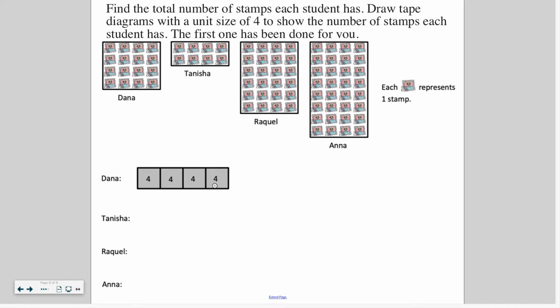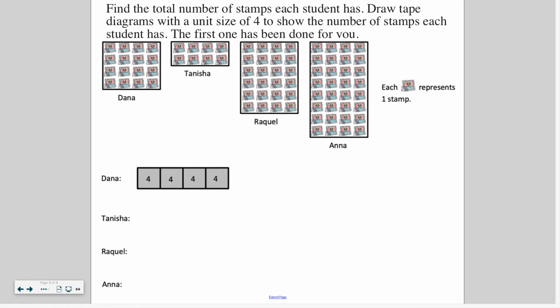So I want to take this information, these arrays of stamps, and make tape diagrams out of them. So the first one has been done for us: they made groups of 4 to represent this. So I can relate the rows to the amount of boxes I'm going to need inside my tape diagram, or parts, right? Because 1 row is 4, that would be 1 part of my tape diagram. The second row is another, the third row is another, and the fourth row is another.